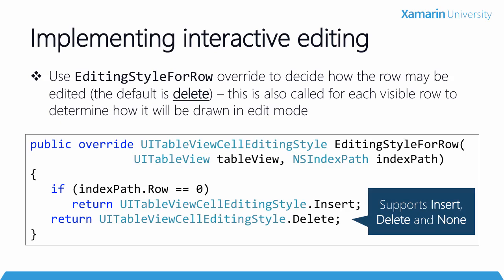Notice that these are mutually exclusive. You cannot have a row support both delete and insert, for example. It's one or the other. If you don't override this method, then delete is assumed. However, as with most of the delegate methods, the base class does not have an implementation since this is really a protocol, so don't try to call the base class.